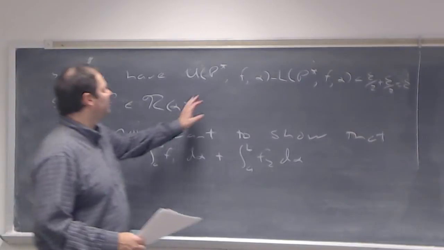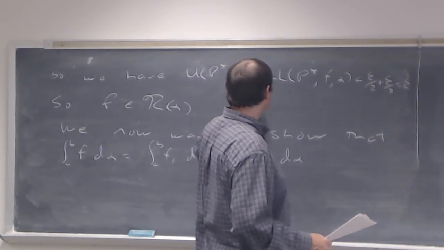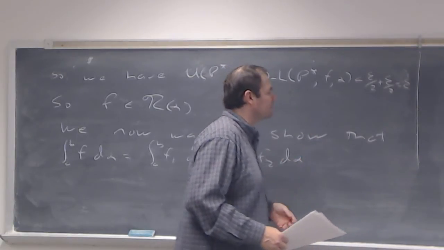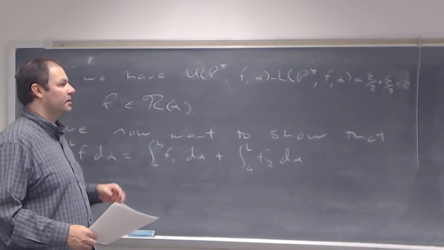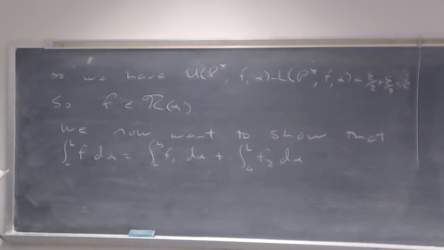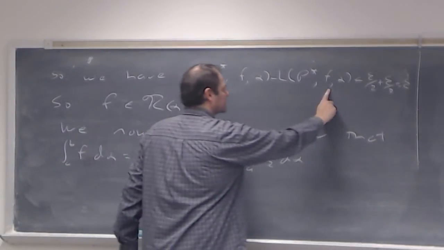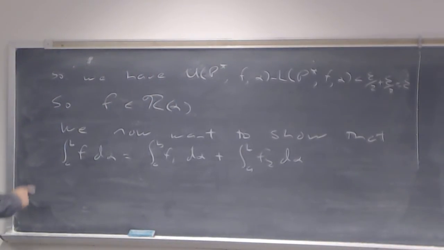Before I move on, this fact right here with the f's as opposed to the f_1 and f_2 comes from a string of inequalities that we had earlier in the work for this proof of this theorem. So it comes from the previous inequality we've done, and the facts that we had about the upper minus the lower sums for f_1 and f_2. All right, so this is what we want to show next. And here's how we're going to do that.